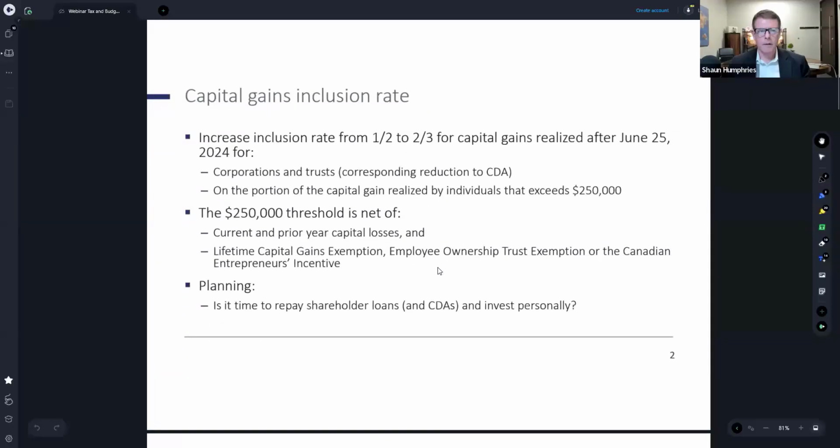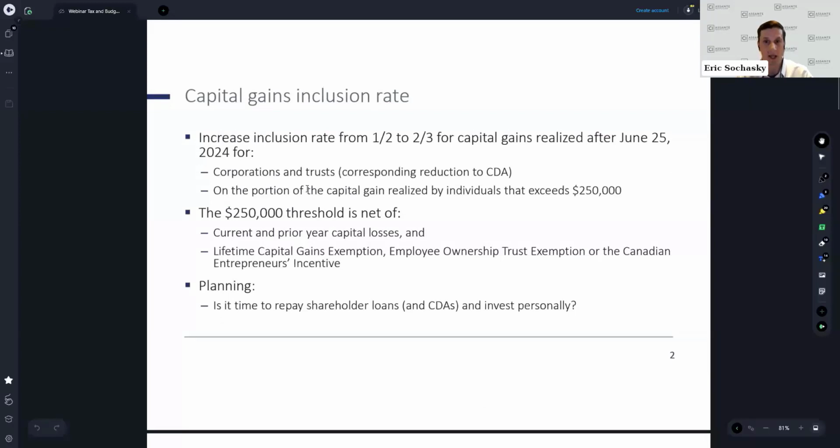Okay, perfect. So the capital gains inclusion rate historically for the past while has been 50%. Just as a bit of background, if you have a capital gain, half of that gain will be included in your taxable income. Well, the inclusion rate has been bumped up from half to 2/3 for capital gains realized after June 25th, 2024. Now, this specifically is for corporations and trusts. So anytime we have a corporation that incurs a capital gain or a trust that incurs a capital gain, from June 25th onward, 66% will be included in taxable income instead of the previous 50%.